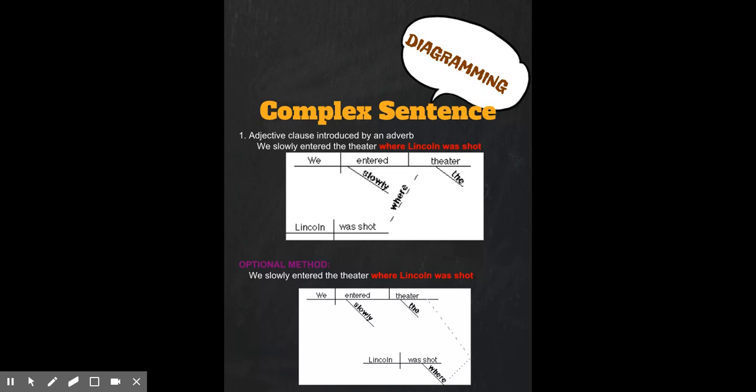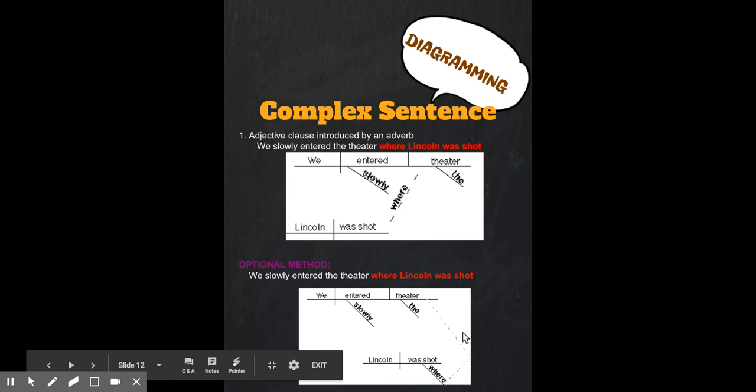to our clause. And our clause embedded in there is Lincoln was shot. Lincoln is our subject, was shot, was is our helping verb, shot is our verb. Another way you can do the dash line, this one is straight. Some people like to do it with an angle, make a right angle, and that's fine too, whatever your preference is.